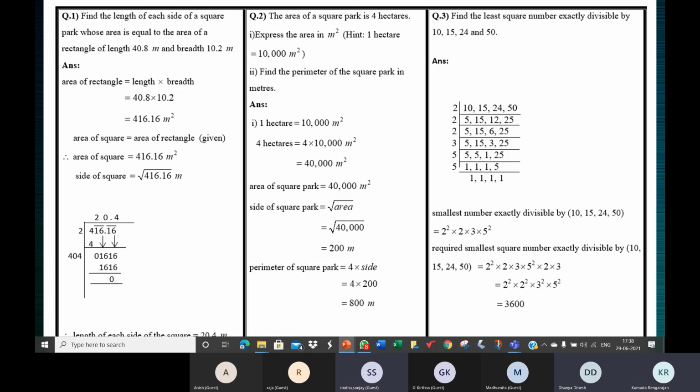No, ma'am. No, it's not a perfect square. Okay, now the question is, is 12 exactly divisible by 2?